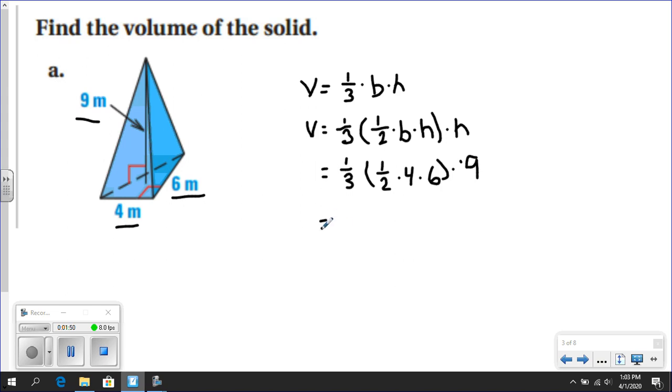So if I plug all of this into my calculator, I end up getting 36. We are measuring this in meters, and since we're talking about volume, we have to cube it. So 36 meters cubed is our answer.